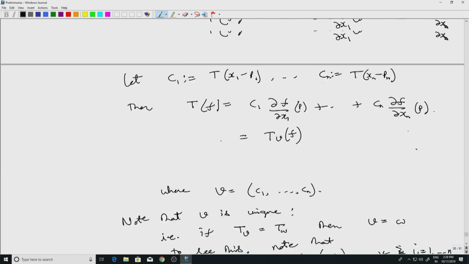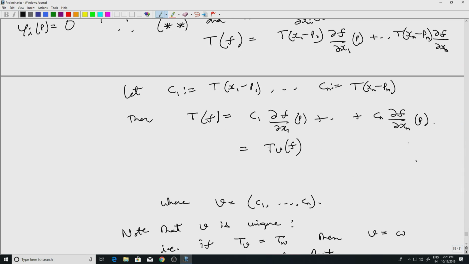So starting with an arbitrary derivation, we found a V such that Tf equals T_V of f for all f. There was no assumption on f. And of course, it should be noted that this V, as I said earlier, is determined once you know what T is, once you're given T and the point p. f obviously should not play a role here.